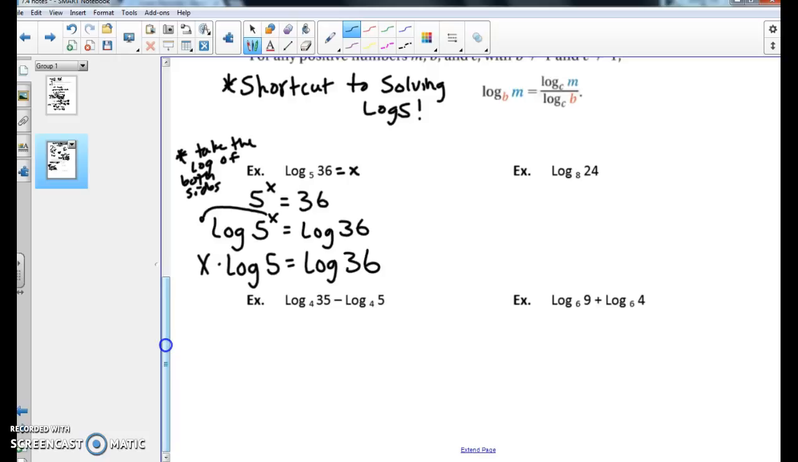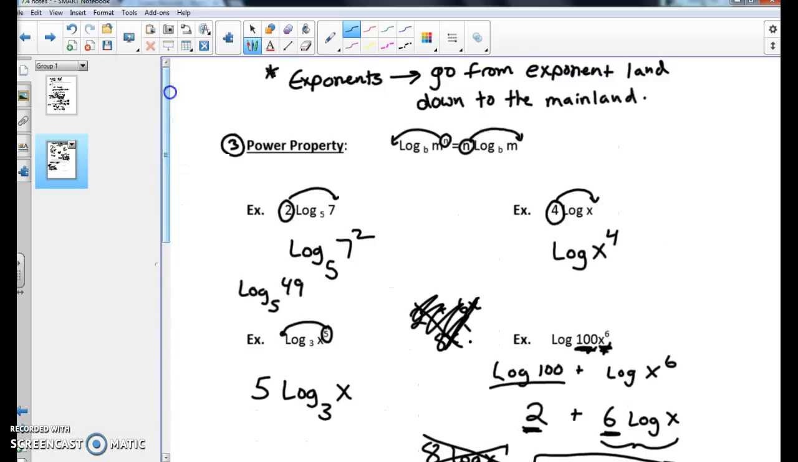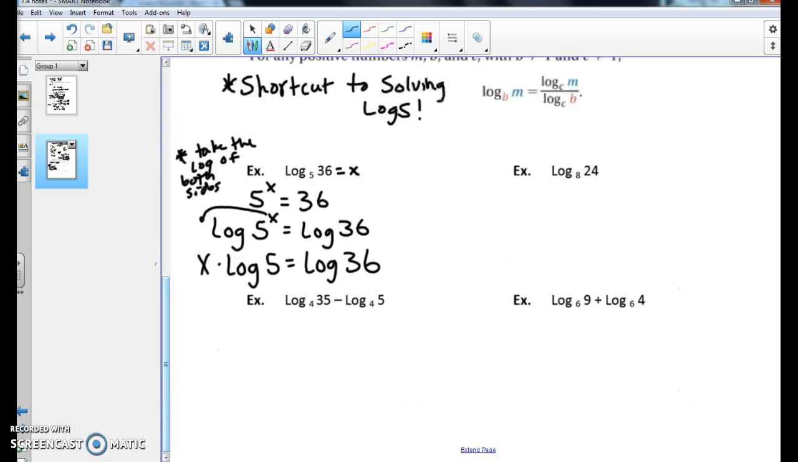So hopefully you can see what we just did. We just took an exponent variable. We didn't know what x was, and it was in the exponent, which made it pretty tough to find. Everyone wants to square root it, but you can't square root that here. What we needed to do, same thing up here, was go from exponent land down to the mainland. That's exactly what I did. I brought that x down in front of the log 5. Now, like any other expression, if I'm solving for x, to get it by itself I just want to do log 36 divided by log 5. Since I have x times something, to get that x by itself, I just need to divide.